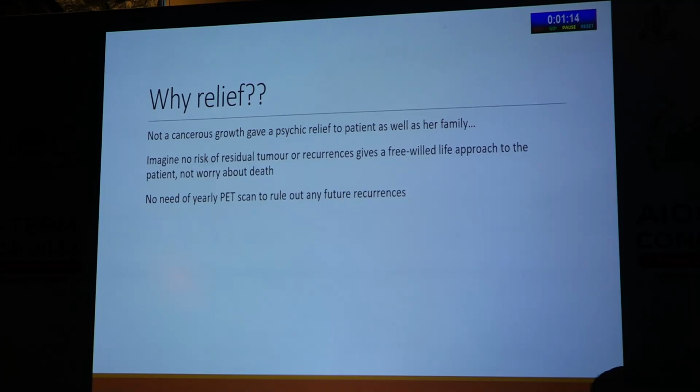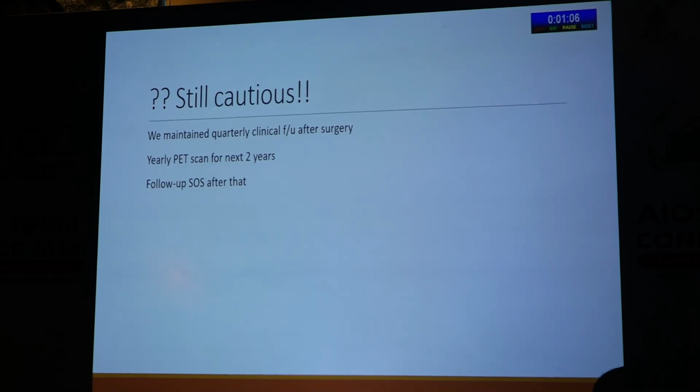Even though we told her that it is a benign tumor, we would like to conduct a yearly PET scan for 1 or 2 years to see whether there are any recurrences. So that's why we are still being cautious. Now after 1 year of follow-up, she does not have any recurrence, but we would like to repeat a PET scan after 2 more years.